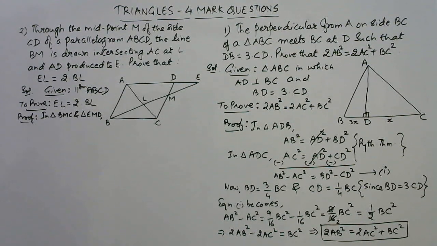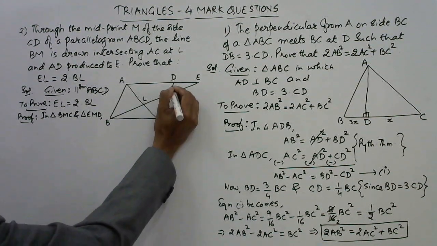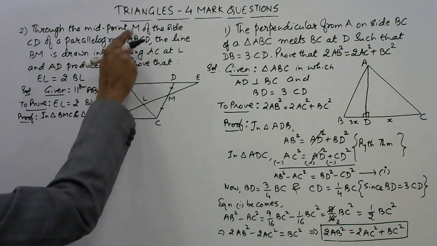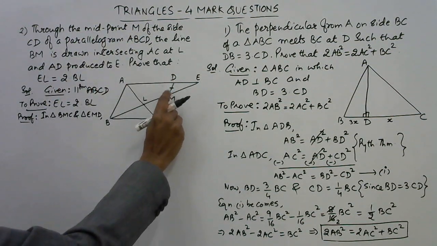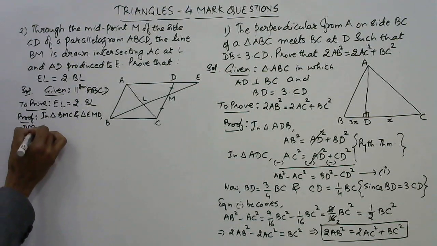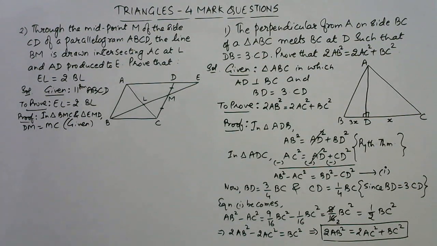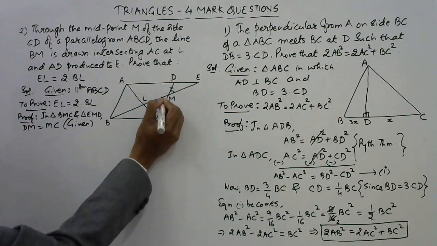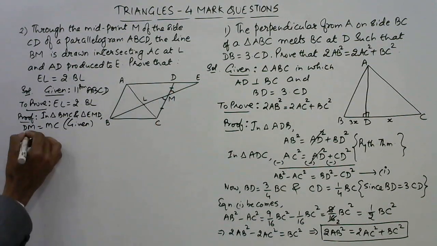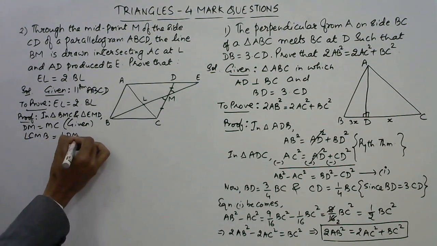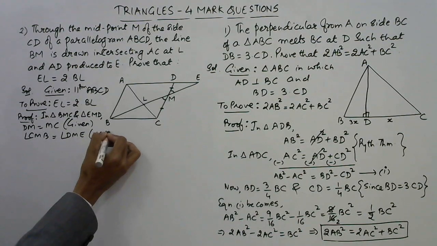Now the first thing which is given here is DM equal to MC. See, it is mentioned in the question through the midpoint M. So M is the midpoint. So DM equal to MC. Given. So one side is done. The other one is very simple. That is vertically opposite angle. Angle CMB equal to angle DME. This is vertically opposite angle.